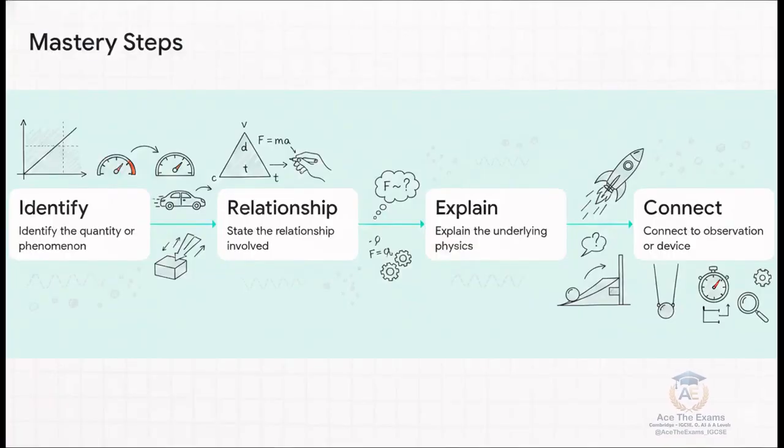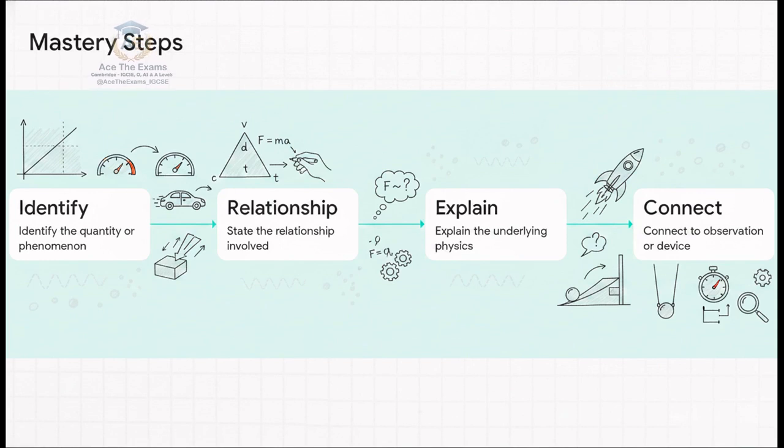In the forces of motion chapter, speed, velocity, and acceleration act as a micro-gateway into a much bigger scientific pattern. To master this, we use the PEEL framework. Yes, PEEL: point, evidence, explanation, link. It is not just for English class, it is your secret weapon for physics. Step 1 on this slide, identify the quantity or phenomenon. That is your point. Are we looking at constant speed or changing velocity?